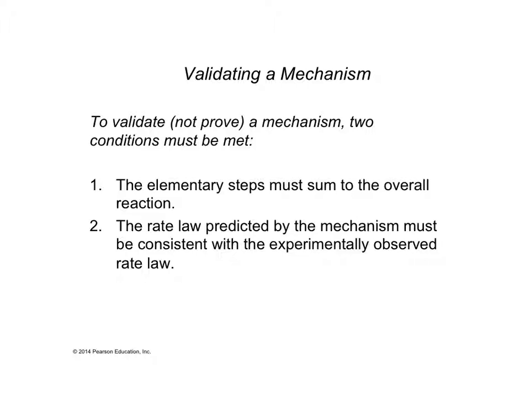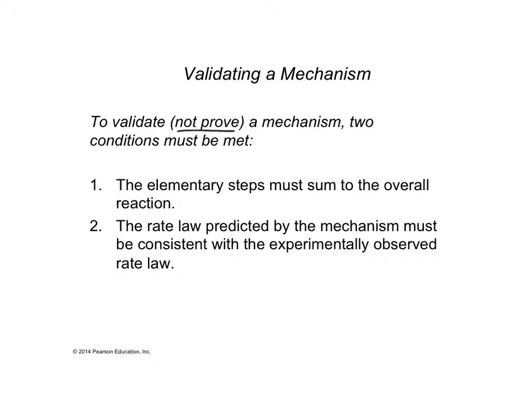Just like I said, if we have a mechanism and we want to validate it, it has to meet two requirements. It has to sum overall to the balanced chemical equation that we were proposing it for, and also the rate law of the rate determining step has to match the rate law that we have determined experimentally for the overall chemical reaction, okay? It's important to note here that a mechanism can only be validated, right? It can be said, okay, yeah, this makes sense and it matches our experimental data. It can never actually be proven because there are an infinite number of ways a reaction can actually occur, and you could never go through and test every single one, okay?